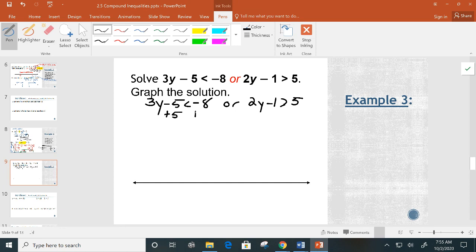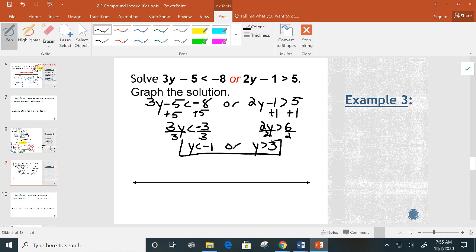So add 5, 3y is less than negative 3, divide by 3, and you get y is less than negative 1. No sign flip here. I didn't divide by a negative. I divided by a positive. Or let's solve our second inequality. Plus 1, 2y is greater than 6. Divide by 2, and you're going to get y is greater than 3.